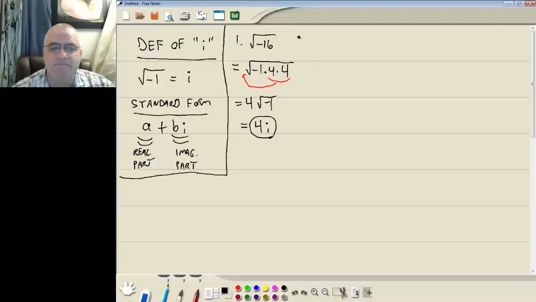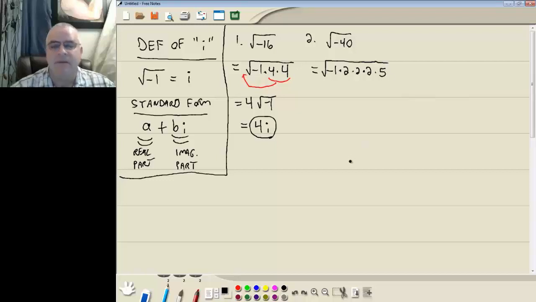Let's take a look at another problem. We've got the square root of -40. Again, you should always simplify your radicals before you go on. So we've got -1 from the negative, and 40 is 2 times 2 times 2, that's 8, times 5. Okay, so we're looking for pairs of something. Here's a pair of 2s. They're going to come out in front as a single 2. We also have a -1. Remember, the -1 comes out as an i. So this is going to give us 2i.